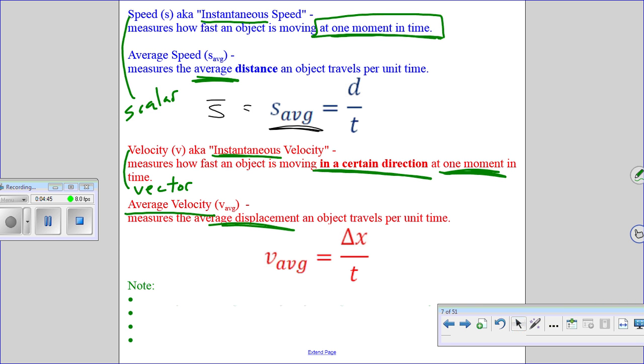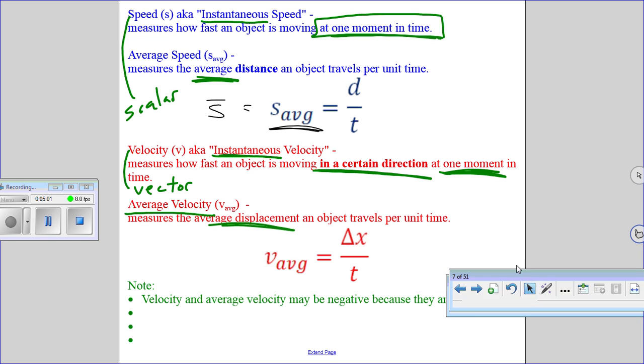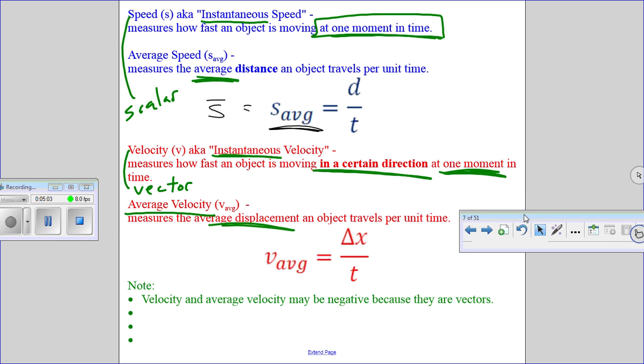Okay? So very similar, but we focus instead of on distance per unit time, just displacement per unit time. All right, so a couple things to note about this, and then we'll do some examples. First of all, velocity and average velocity can be negative because they're vectors, right? Notice, and I didn't write this down, the only way that your average velocity is negative is if your displacement's negative, right? Because you can't have negative time.